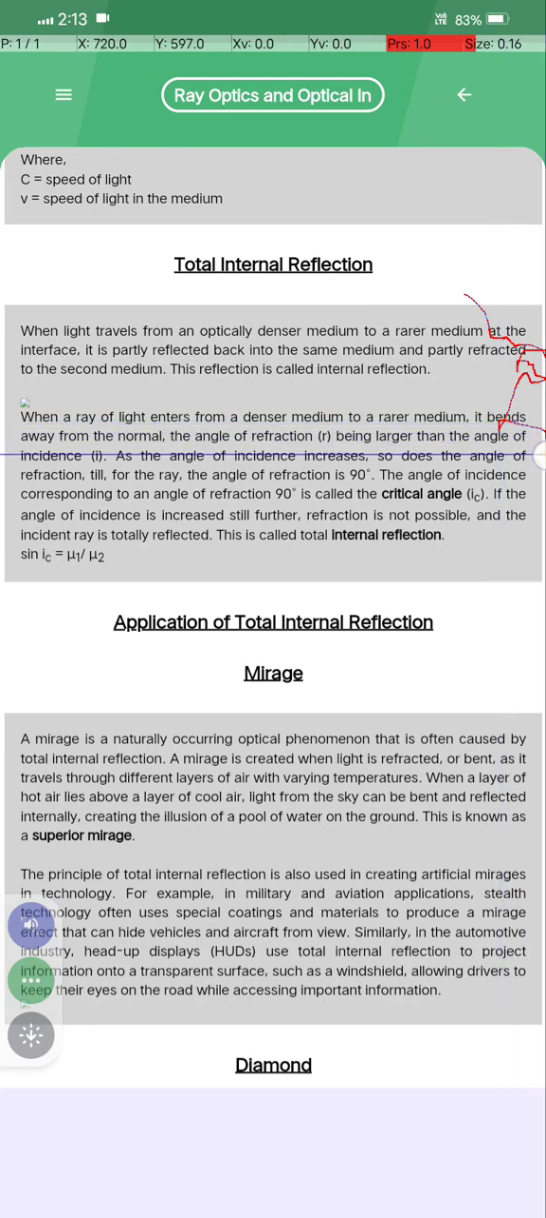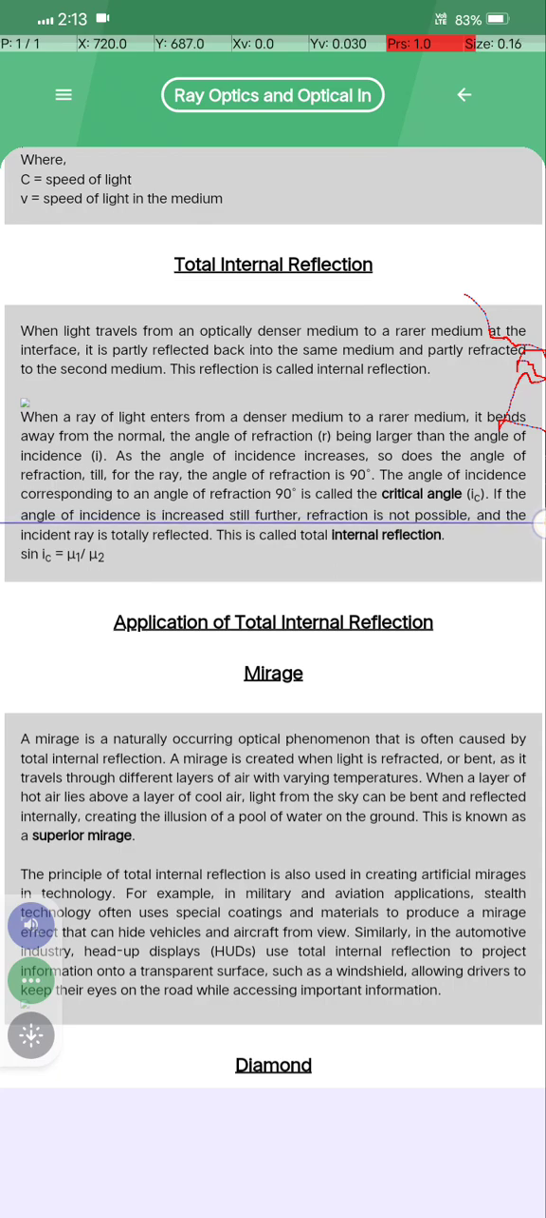When a ray of light enters from a denser medium to a rarer medium, it bends away from the normal, and the angle of refraction r is larger than the angle of incidence i. As the angle of incidence increases, so does the angle of refraction, until the angle of refraction is 90 degrees. The angle of incidence corresponding to an angle of refraction of 90 degrees is called the critical angle.